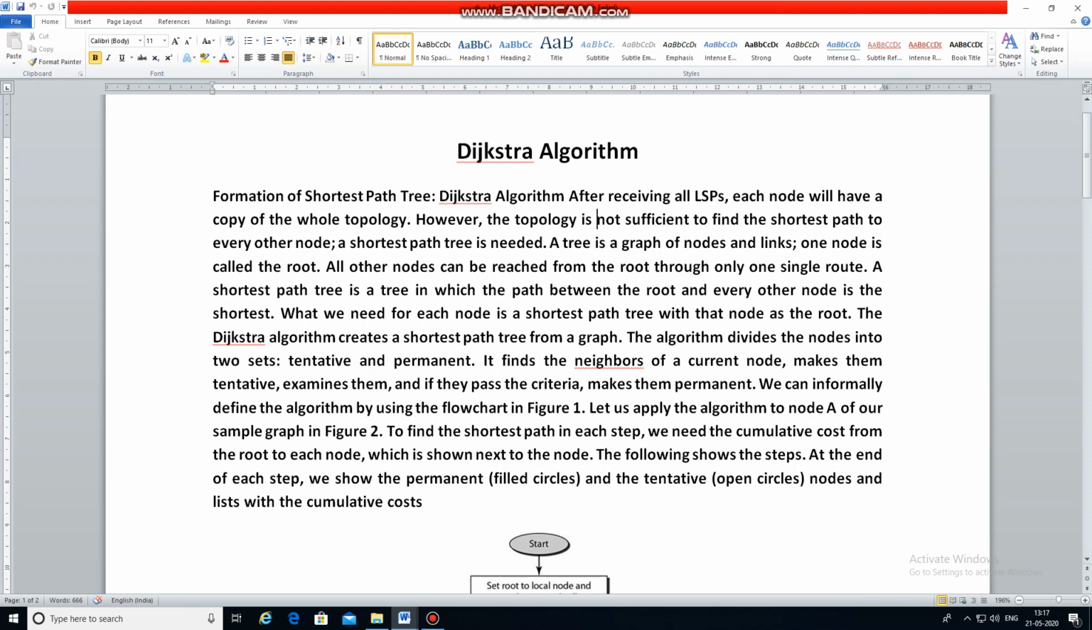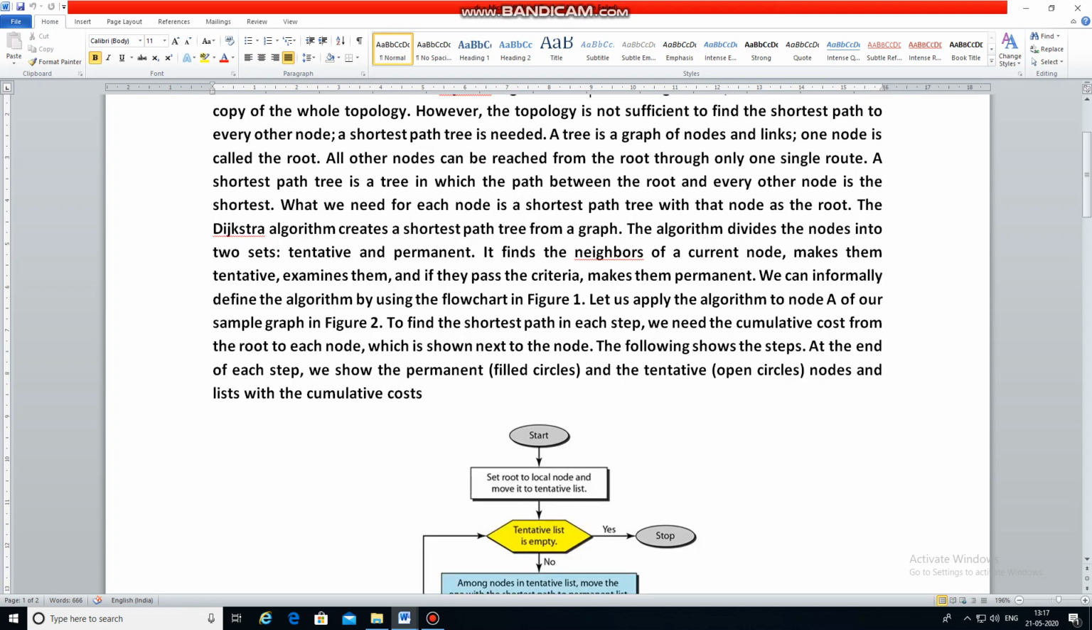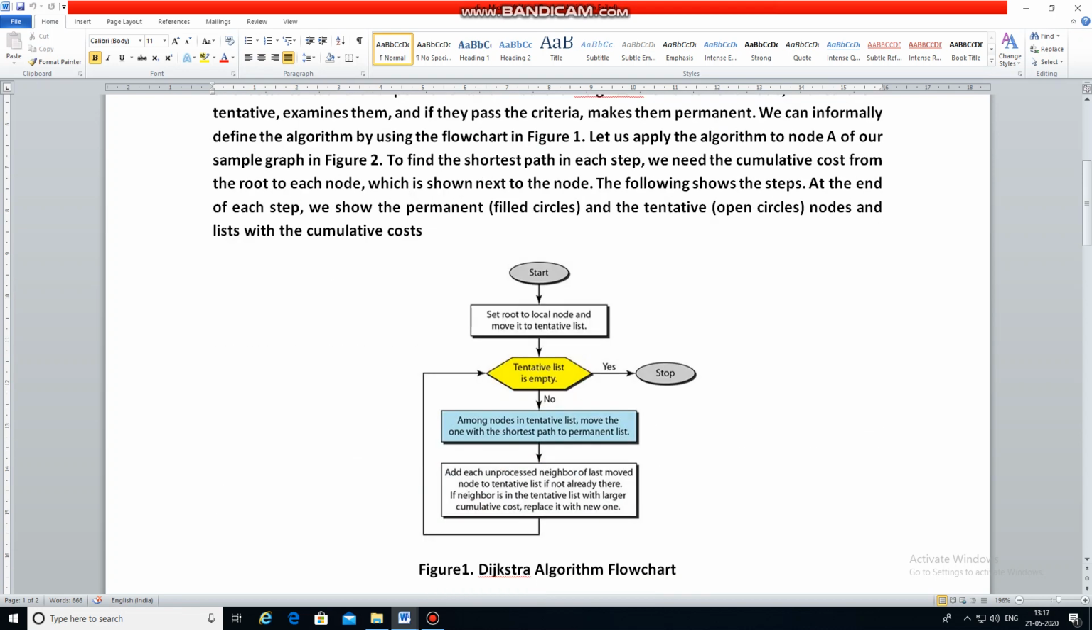There is another algorithm which is used for finding the shortest path, that is the Bellman-Ford algorithm, right? But for your lab it is the Dijkstra algorithm, so we shall continue with the Dijkstra algorithm, right? So this is the algorithm which is related to the Dijkstra, that is the flowchart, right?